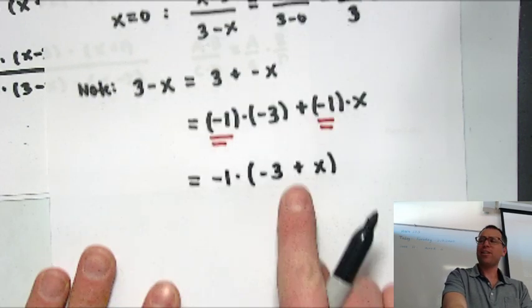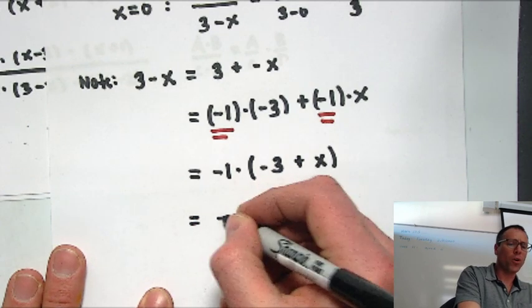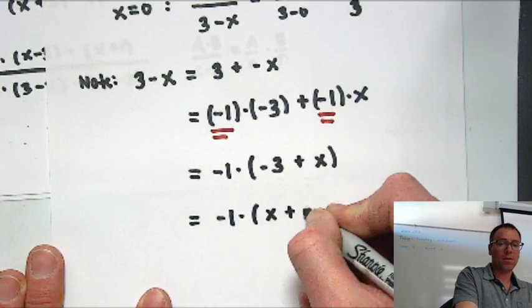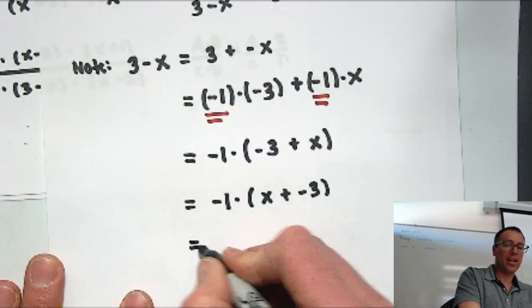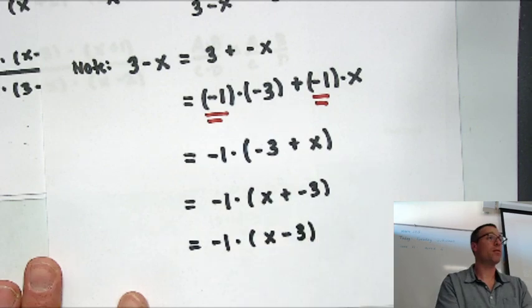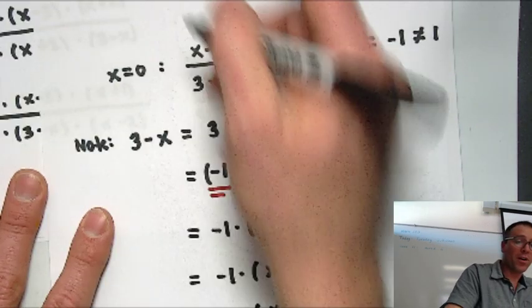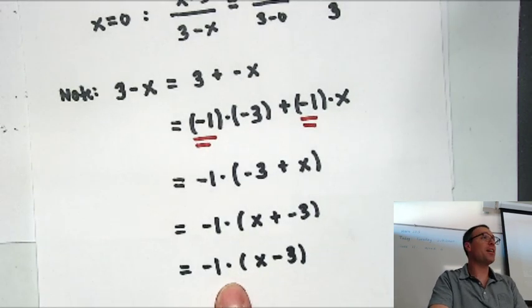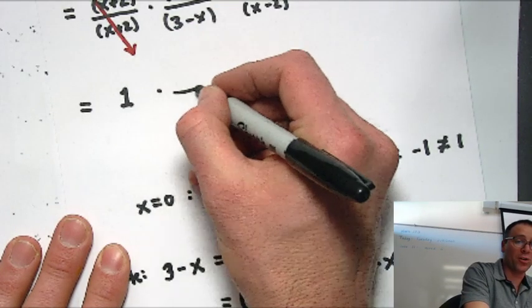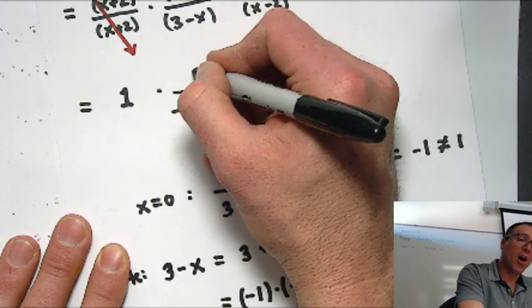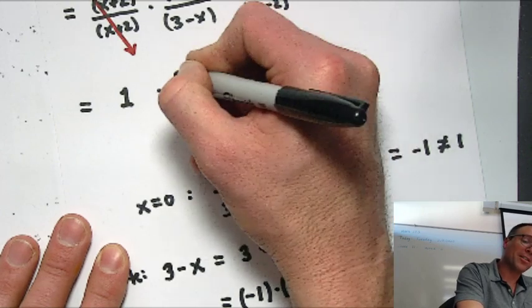What do you know about addition? Does it matter what order you multiply by? No, you can take that x and make it x. And then what's x plus a negative 3? It's x minus 3, right? So everywhere I see a 3 minus x, I could write that as negative 1 times x minus 3. On the top I have x minus 3.